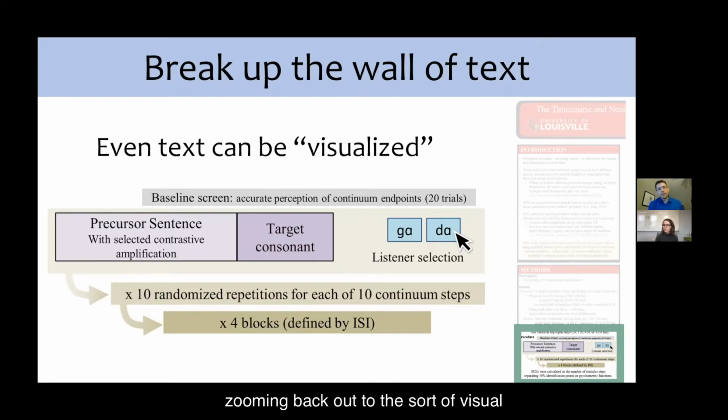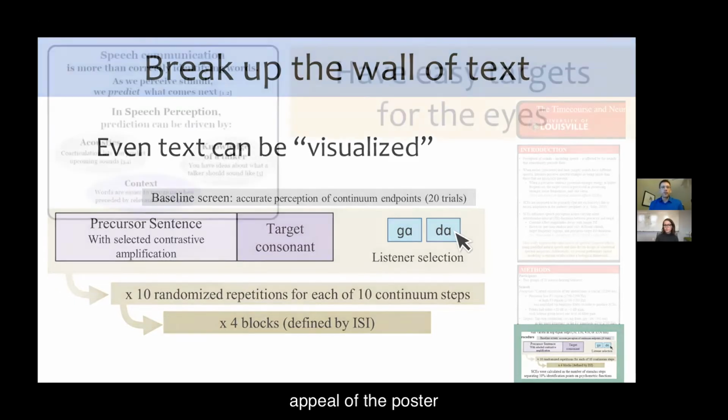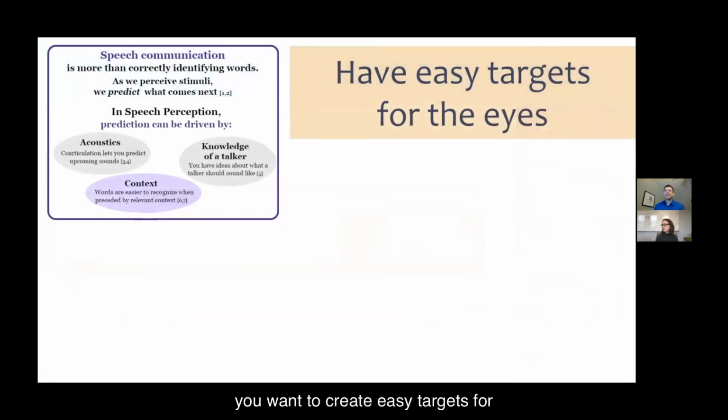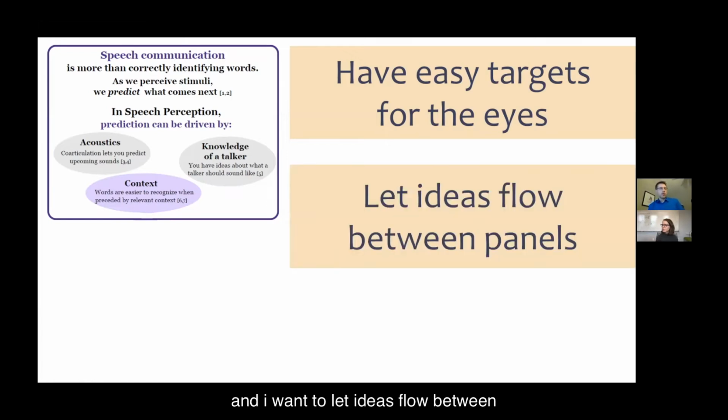Zooming back out to the visual appeal of the poster, you want to create easy targets for someone's eyes. So in this case, you see these little bubbles. It's a little bit more interesting than just having a list of things, right? These are 3 different components that I'll be talking about. And I want to let ideas flow between panels.